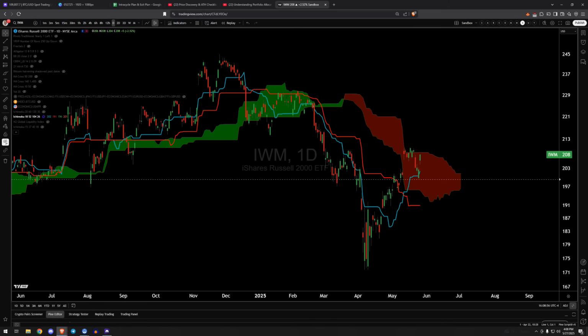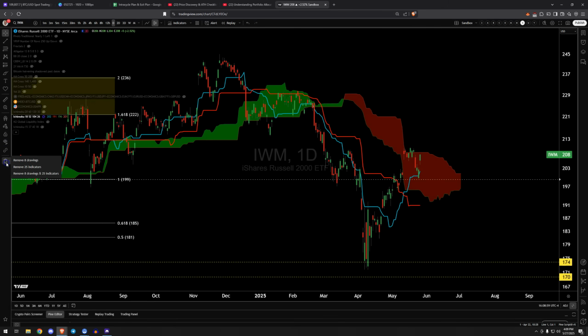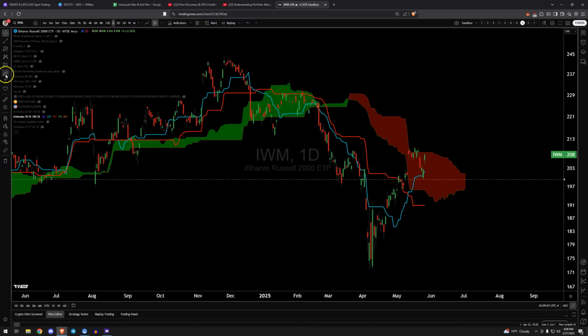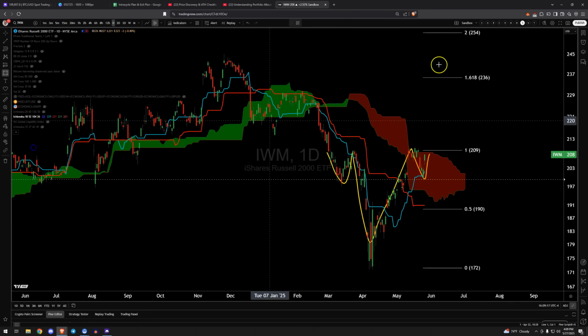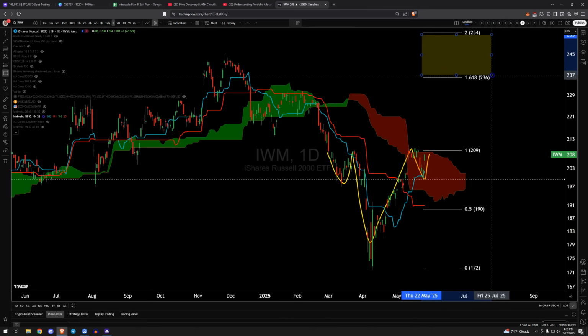If we just contrast this with IWM, this is small caps, this is Russell 2000. To me, this looks like a massive inverted head and shoulders. Okay, I know what to do there. I've traded these dozens and dozens of times. You pull the fib, take the high, take the low. It gives you a range. It's hilariously up here at 237 to 254.